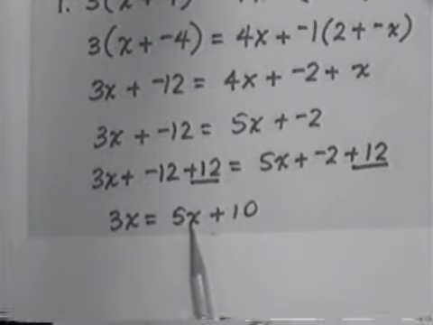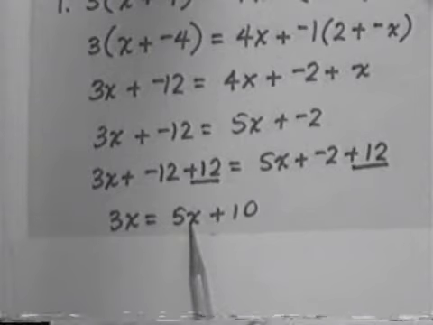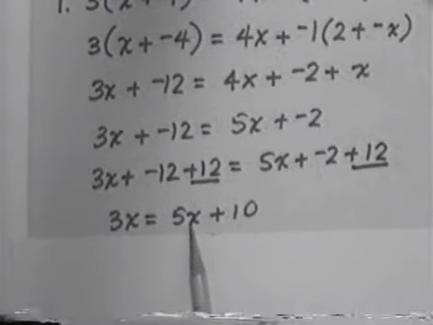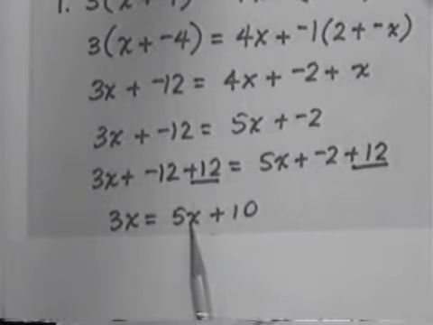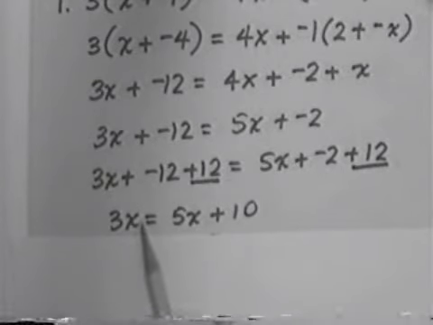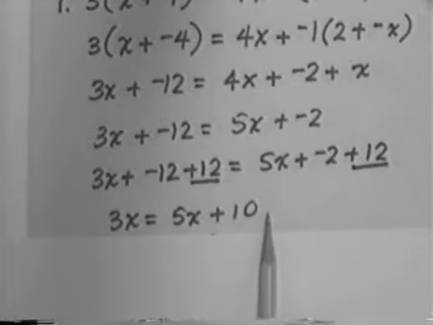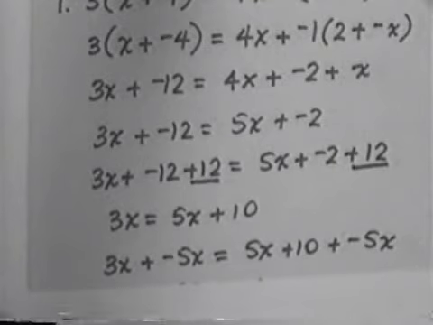Now we remove the variable term from the right side. To remove the 5x that's added, we add its opposite. The opposite of 5x is negative 5x, and so we'll add negative 5x to the left side and negative 5x to the right side. That gives us 3x plus negative 5x is equal to 5x plus 10 plus negative 5x.